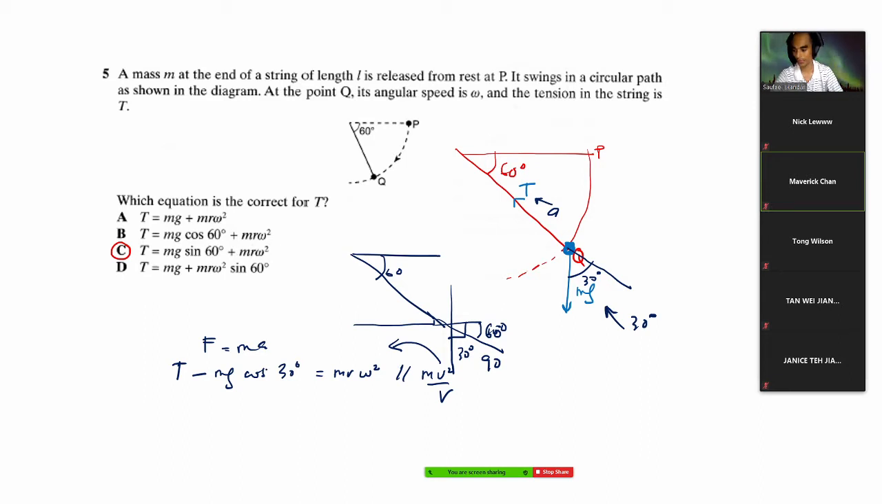So from there we have mg cos 30, which is equivalent to mg sine 60 degrees. So T equals mg sine 60 degrees plus m r omega squared. So the answer is C.